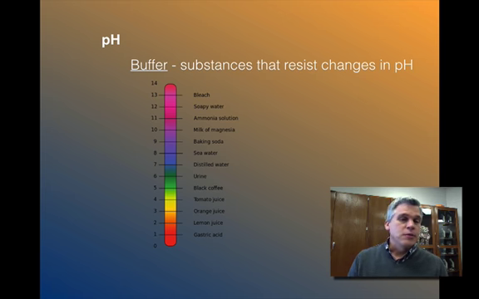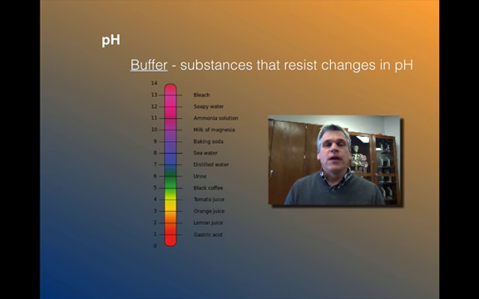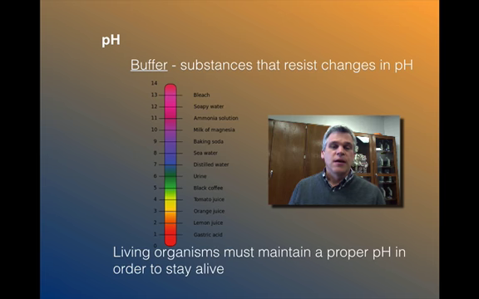We eat proteins that break down into amino acids. We eat fats that break down into fatty acids. All of those things get into the bloodstream to lower our pH. And so we have to have buffers in place that will resist those changes. Again, we need to have a proper pH if we want to stay alive.